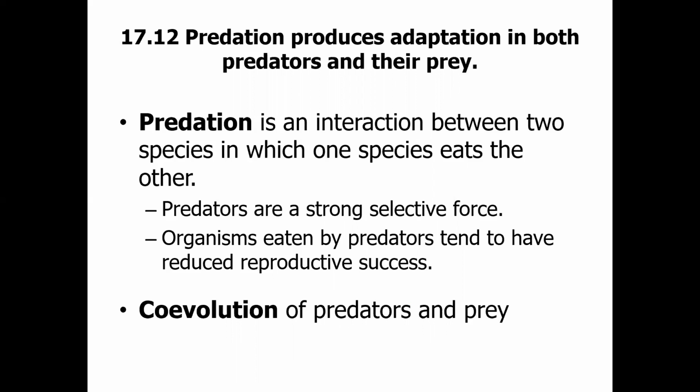And while it may not seem obvious at first, predators are actually a very strong selective force in the prey, because the predators are actually eating the prey, not allowing those prey to survive, not allowing those prey to pass on their genes, because they have no more fitness since they're gone, they're dead. So because organisms are eaten by predators, they have a lower reproductive success. Since there's less organisms in the population of the prey, there's less opportunities to reproduce.